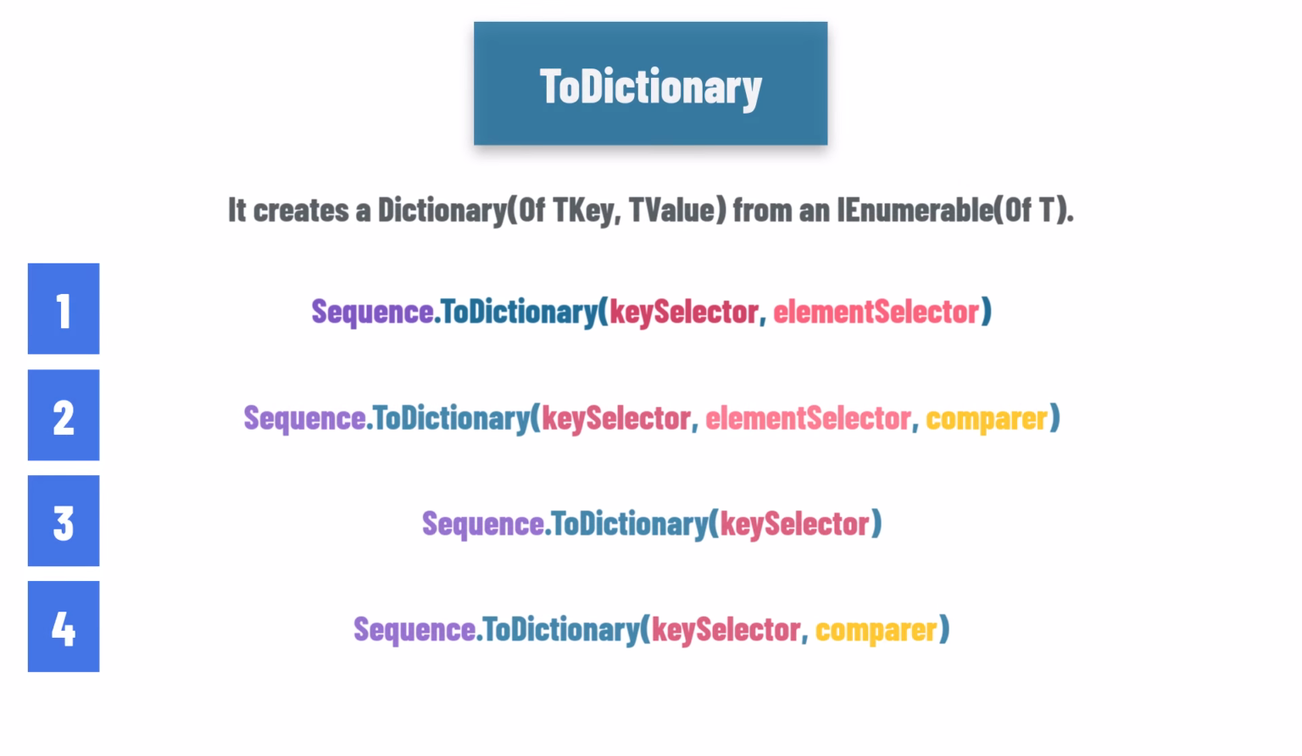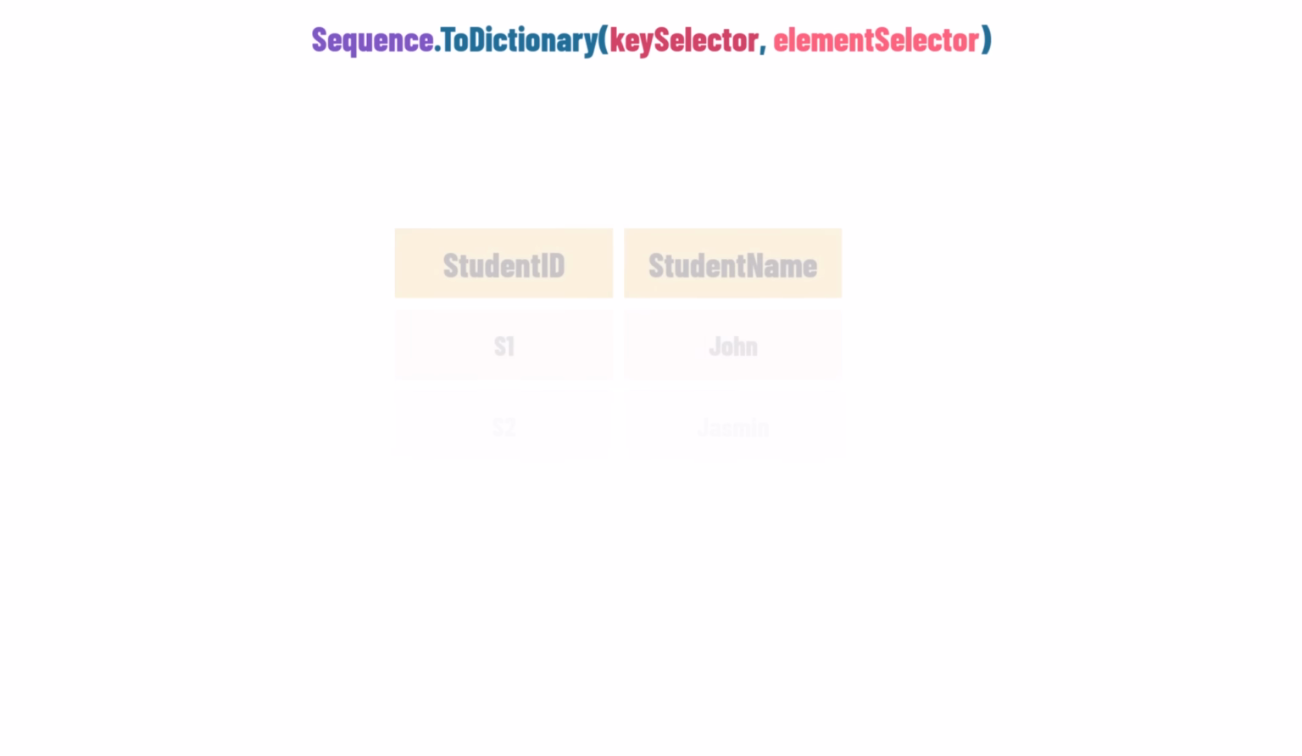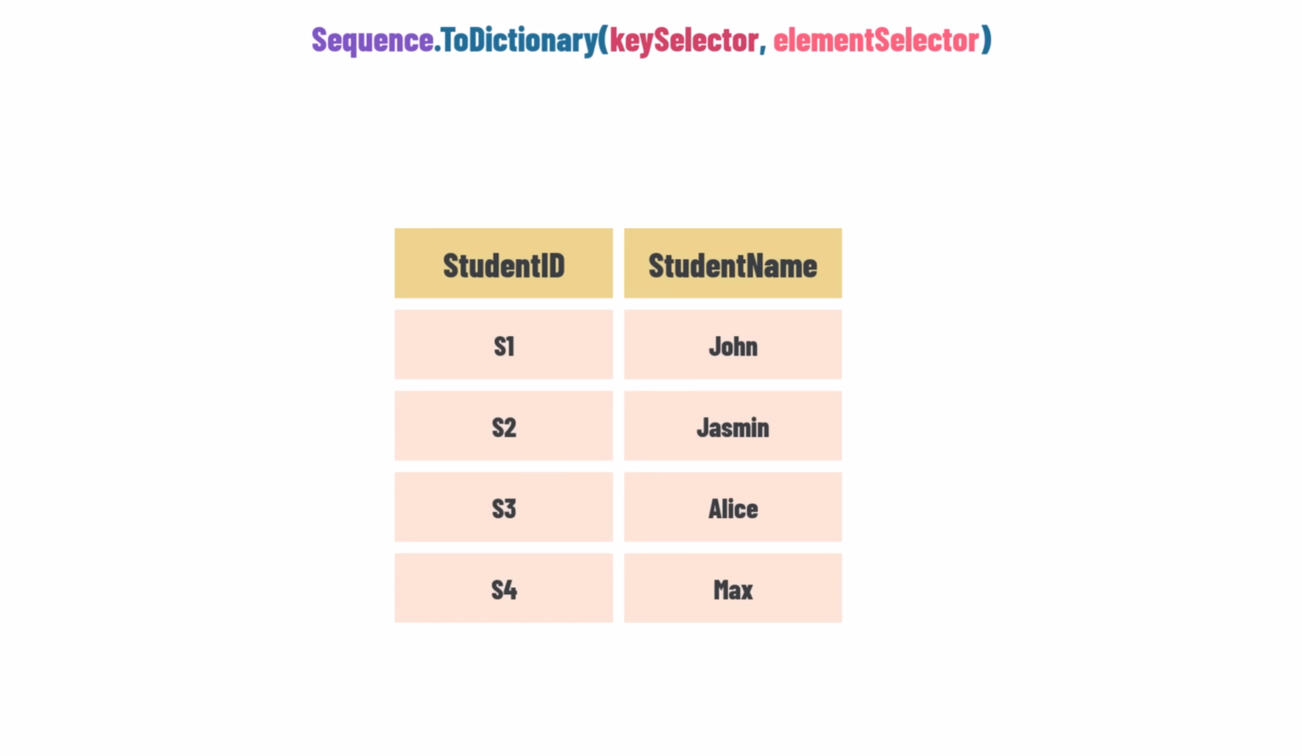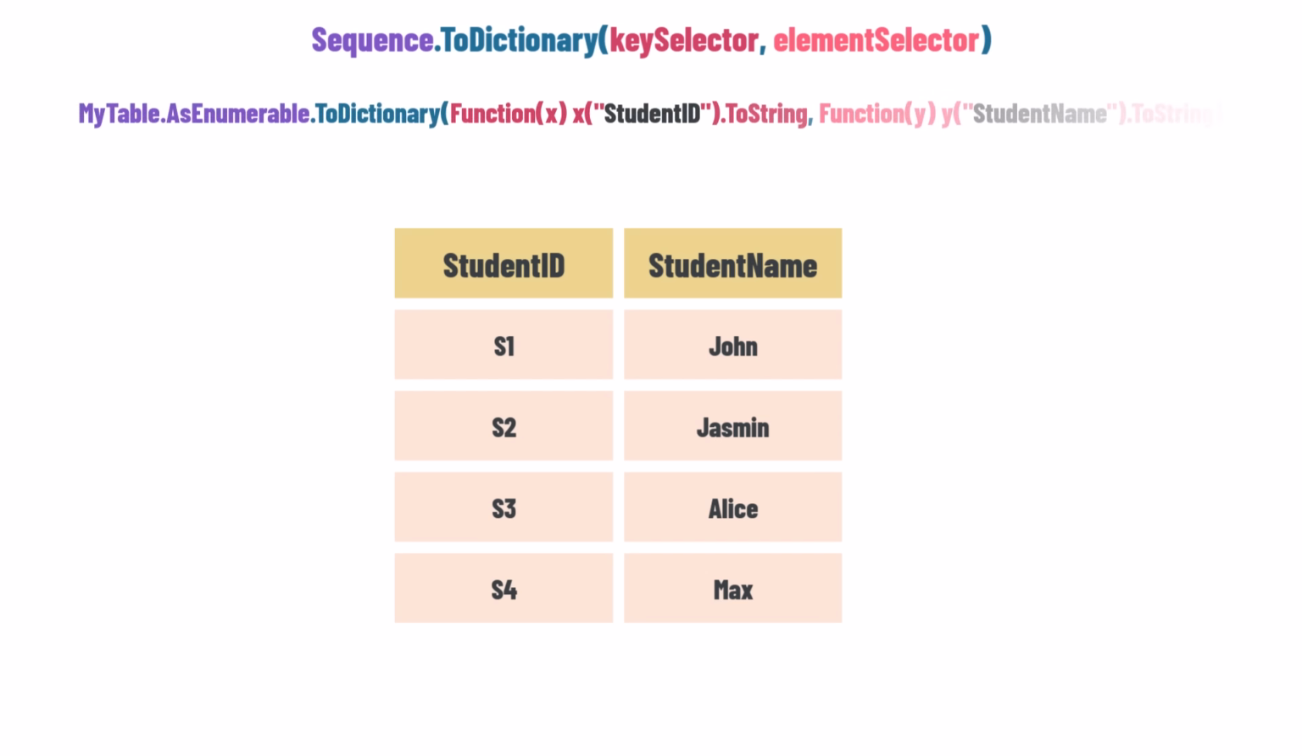I will start with the first overload. I have the following data table, which contains 2 columns, student ID and student name. Suppose I want to convert this table to a dictionary, where the key is the student ID, and the value is the student name. Let's see how to do that using a simple query. First I added the data table with AsEnumerable. So, now I have an IEnumerable of DataRow collection. This is the sequence I want to convert to a dictionary.